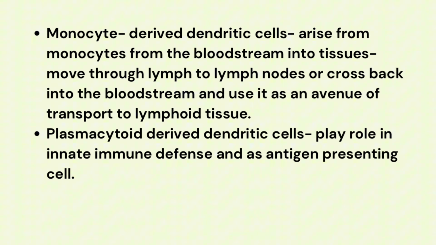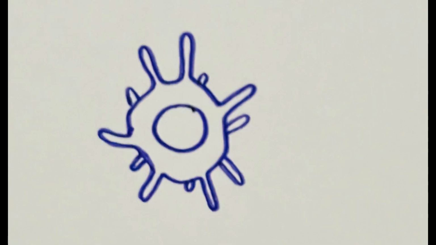Plasmacytoid derived dendritic cells. They arise from plasmacytoid cells. They play a role in innate immune defense and as antigen presenting cells. Innate immune defense is a non-specific rapid response mechanism that will provide immediate protection. This is the structure of dendritic cells, and as you can see, it is covered with long membrane extensions, right?